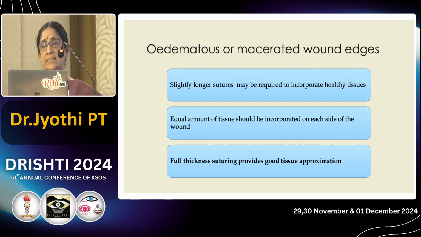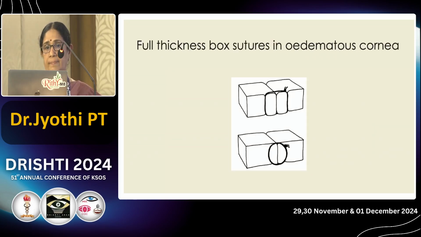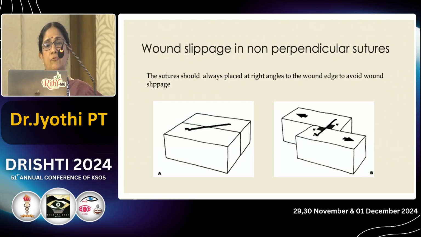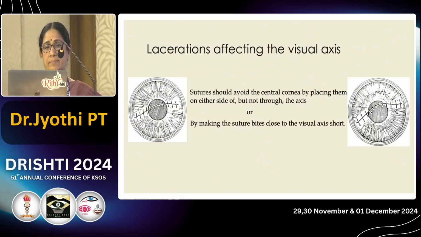When the wound edges are edematous or macerated, you can put slightly longer sutures to incorporate healthy tissues. An equal amount of tissue should be incorporated on each side of the wound, and full thickness suturing provides good tissue approximation in such cases. Wound slippage can occur with non-perpendicular sutures. The sutures should always be placed at right angles to the wound edge to avoid wound slippage.